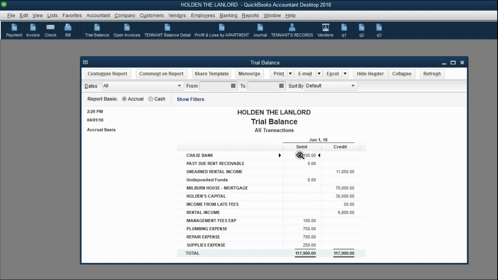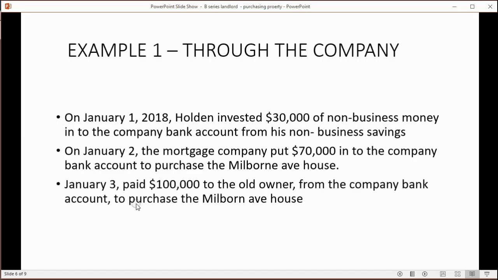And of course, the bank account is now holding the mortgage that is waiting to be paid to the old owner to buy the house. And it's also holding Holden's investment. So it's holding both of them because you're waiting to write a big fat check to the previous owner. Now on January 3rd, you do write a check for $100,000 to the old owner from the company bank account to actually purchase the Milburn Avenue house. And we know it's got to be $100,000 because Holden invested $30,000 to make the down payment, and $70,000 came from the mortgage company. So this is very simple.